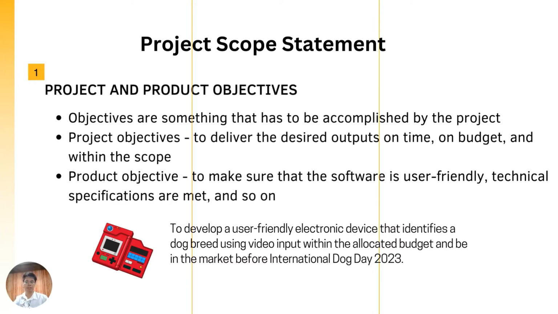Requests for changes may be encountered during the life cycle of the project, and thus it is important to manage this, otherwise the project may fail. In our DoggyDex, the objective is to develop a user-friendly electronic device that identifies a dog breed using video input within the allocated budget and be in the market before the International Dog Day of 2023.